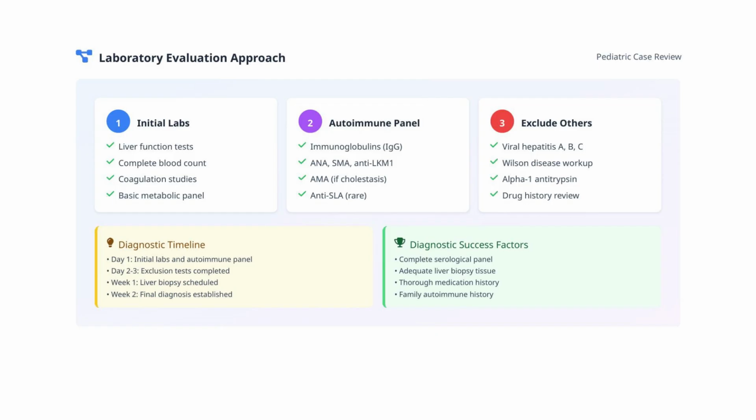This flowchart outlines the systematic laboratory approach to suspected autoimmune hepatitis. Initial evaluation includes liver function tests, complete blood count, and coagulation studies. Second-tier testing includes immunoglobulin levels with particular attention to IgG, which is typically elevated. Autoantibody testing includes anti-nuclear antibody, smooth muscle antibody, liver-kidney microsomal antibody, and soluble liver antigen. Concurrent testing should exclude other causes of liver disease including viral hepatitis, Wilson disease, and alpha-1 antitrypsin deficiency. This systematic approach facilitates timely diagnosis.